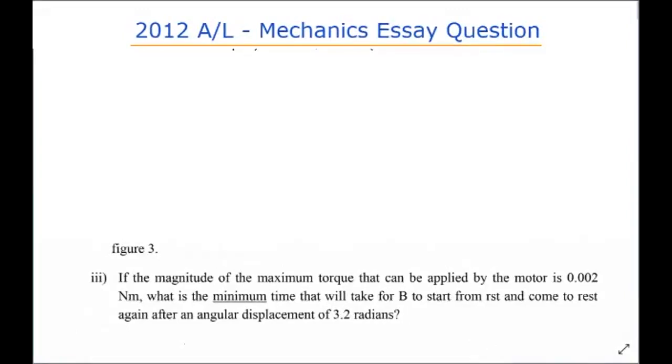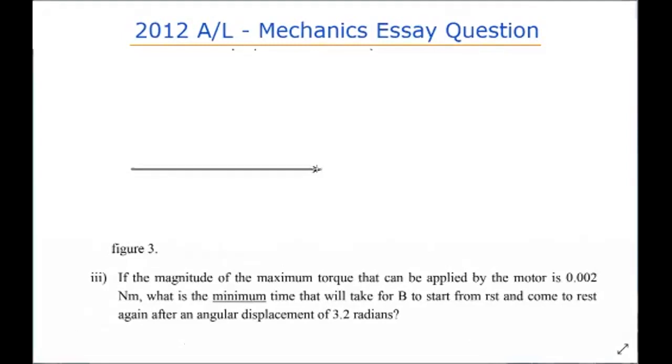What should happen there? Look at board. If I draw another angular velocity time graph, what's the condition that must be satisfied here? If the magnitude of the maximum torque that can be applied by the motor is 0.02, what's the minimum time that will take for B to start from rest and come to rest after an angular displacement of 3.2 radian?